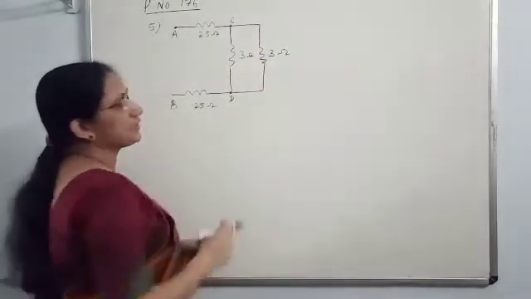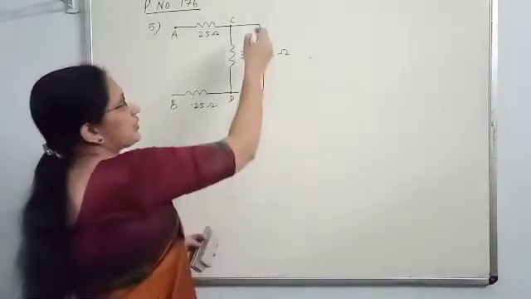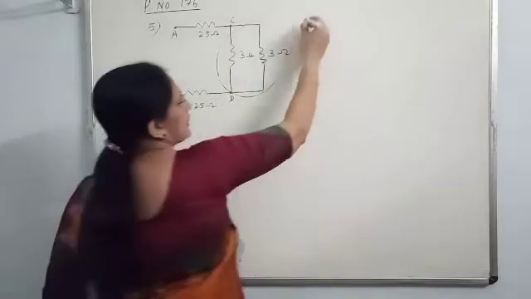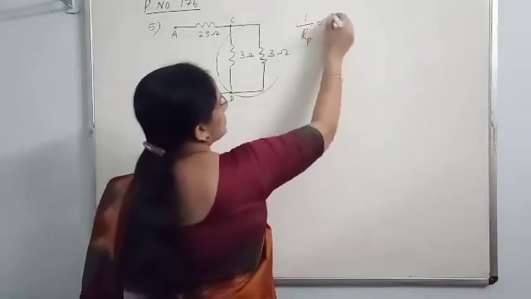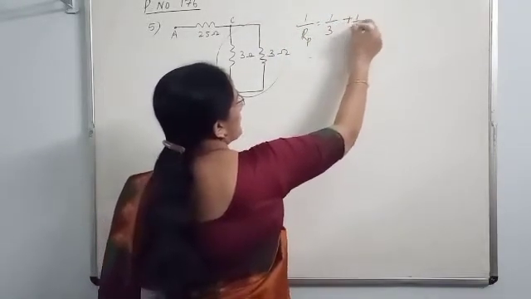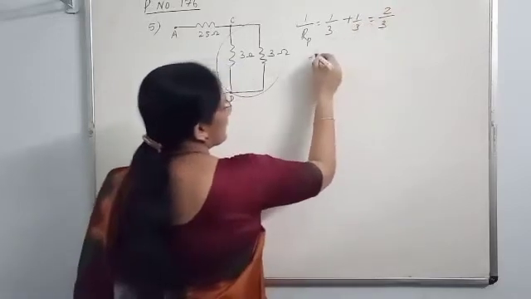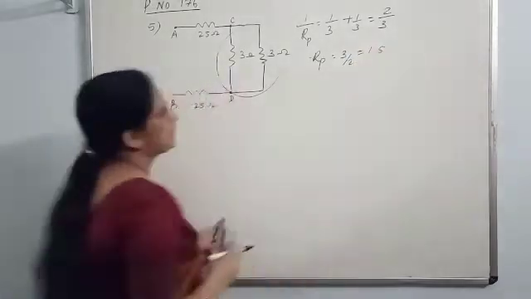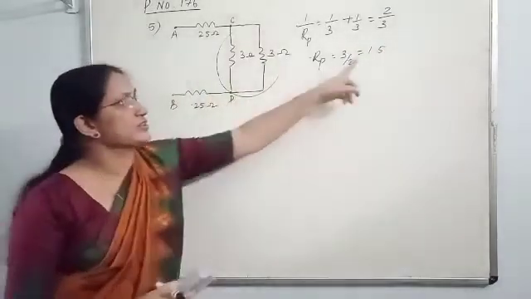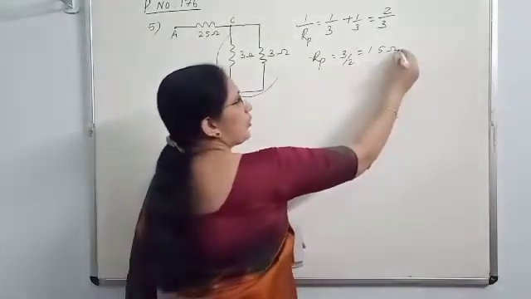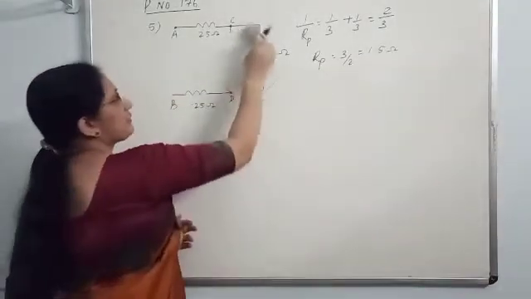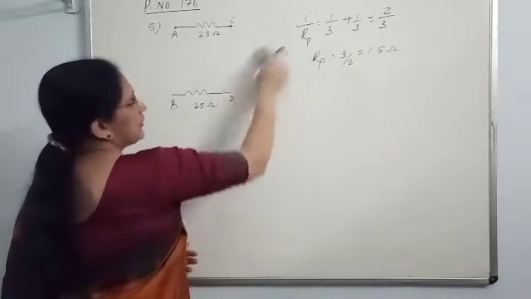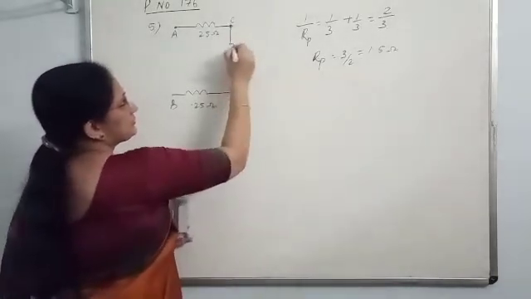Now these 2 are in parallel way. So you can solve this section with the formula of parallel combination. 1 by Rp is equal to 1 by 3 plus 1 by 3, that is 2 by 3. So Rp is equal to 3 by 2, that is 1.5. So resistance of this parallel section you will get as 1.5 ohm. So again the diagram gets simplified. The total resistance between C and D we got as 1.5 ohm.